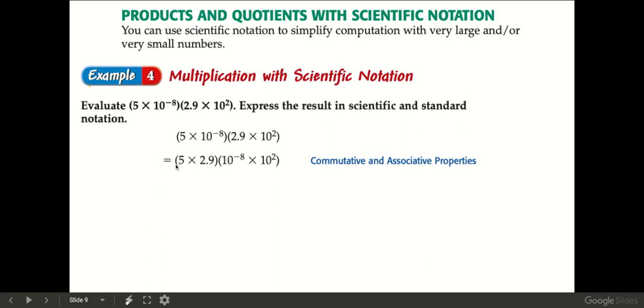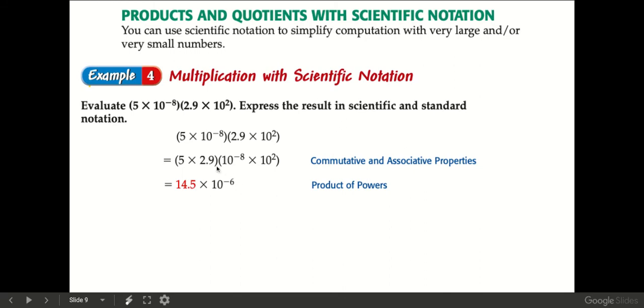Now I regroup them because I can do 5 times 2.9. Those are just two numbers being multiplied together. Maybe you don't know off the top of your head, but you can use a calculator, and it gives you 14.5. 10 to the negative eighth times 10 to the second, we can use our exponent rules from lesson 1. Same base, add their exponents. Negative 8 plus 2 is negative 6.